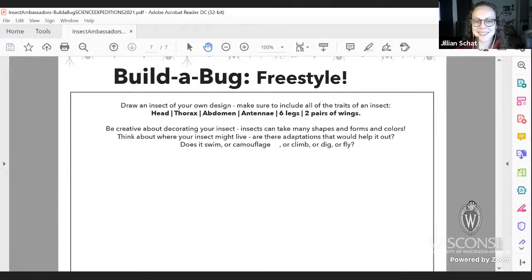And now for the fun part. If you would like to make your own insects, I would love to see them. Please take pictures and put them in the comments. I've made some of my own.